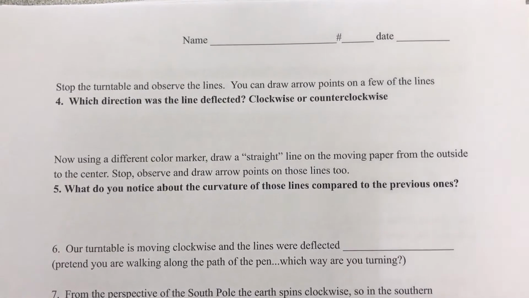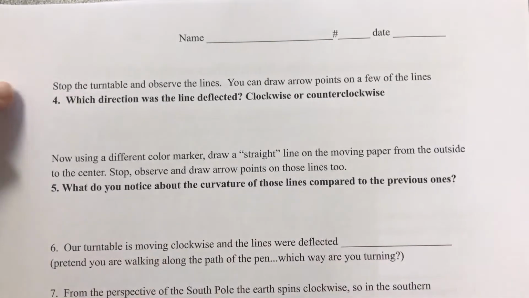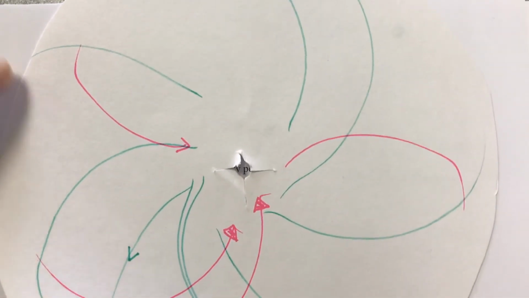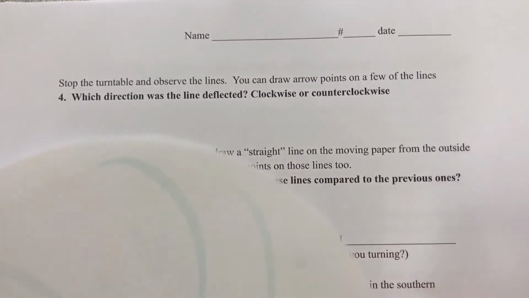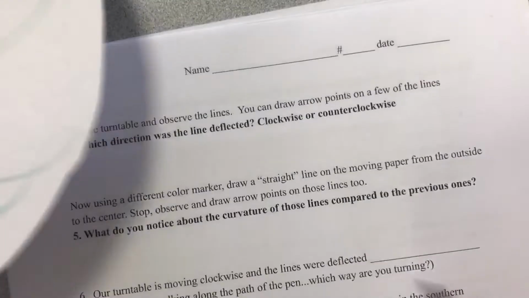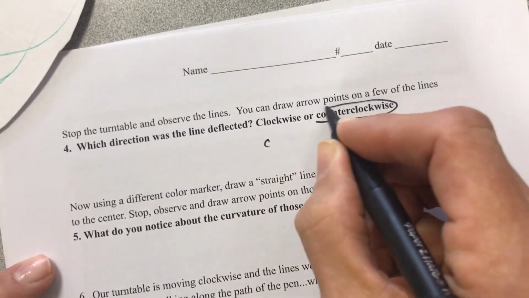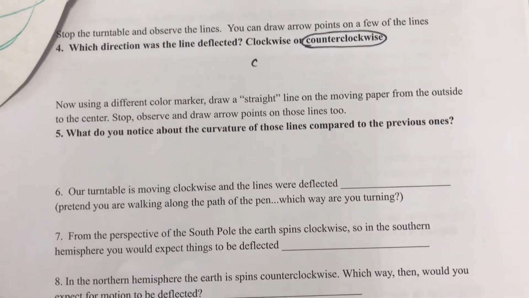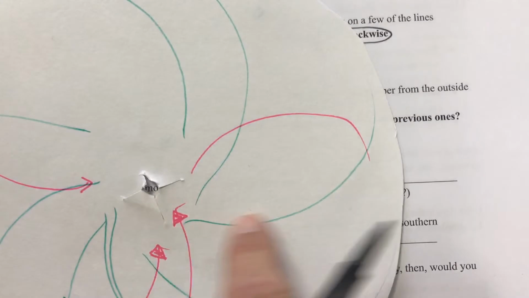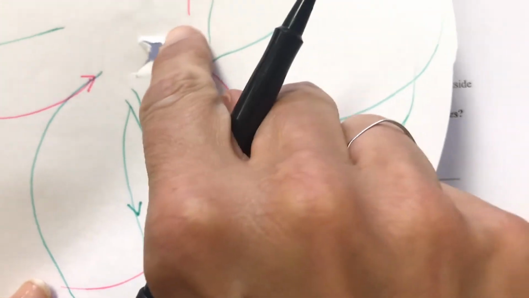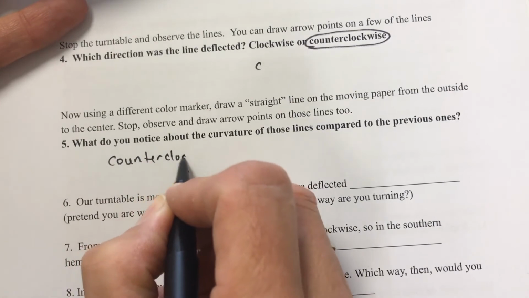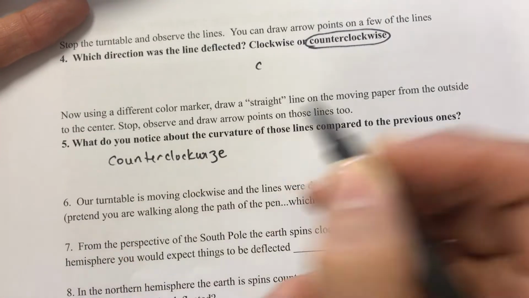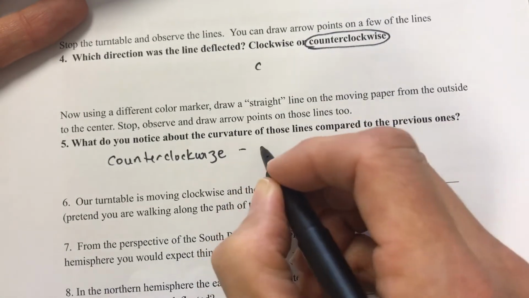So let's look now at the steps in our lab. As we observe our lines from the turntable, we want to think about what the arrows tell us. So which direction was the line deflected? In both cases, it was counterclockwise. I'm just going to circle it, counterclockwise. And then when we went in the other direction, from the inside out, and from the outside in, we were again curving to the left or counterclockwise. So either way, whether we were going in or out, they were the same.